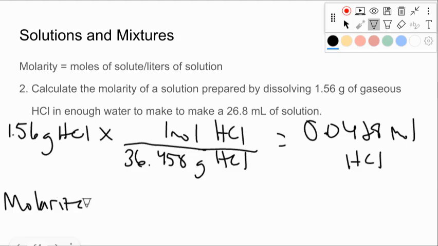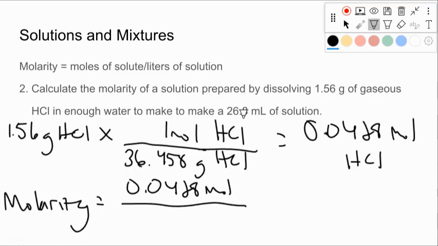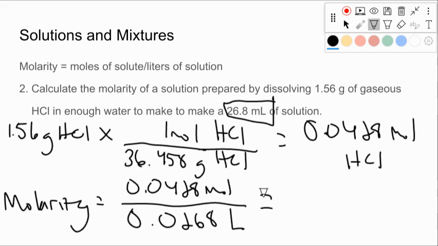So then I'm solving for molarity. Now, this is in milliliters. I have to convert it to liters. I'm going to do 26.8 divided by 1,000, and I'm going to get 0.0268. That's a very common conversion we have to do in chemistry. Be sure that you're including those leading zeros and that you're not forgetting to write them in. That's a big mistake people make.